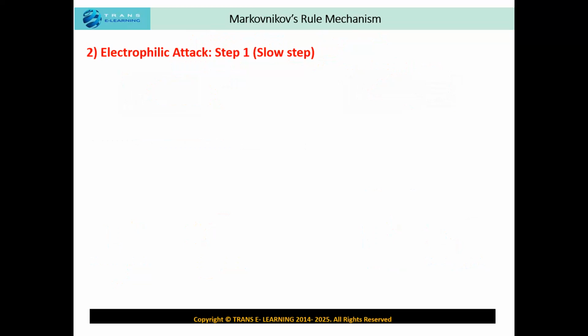The first step in the Markovnikov's rule is the electrophilic attack. That is step one, the slow step for the reaction to take place. So I'm going to take an unsymmetrical alkene and a polar hydrogen halide. First of all, here the heterolysis will take place, right? So it is going to form the hydrogen ion and the halide ion with the shared pair of electrons.